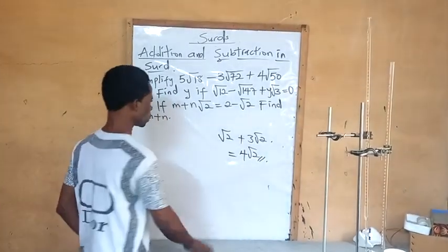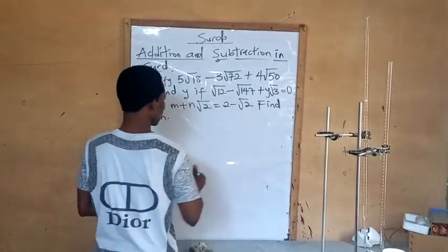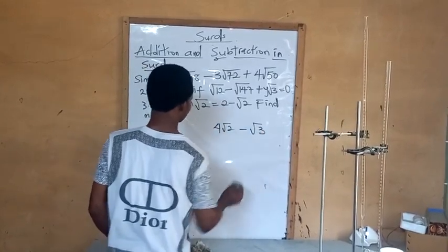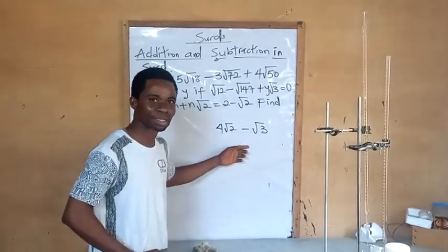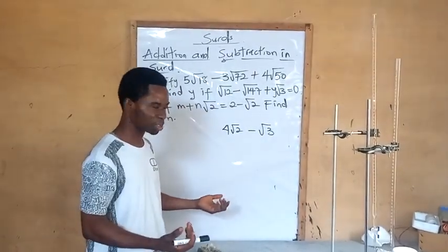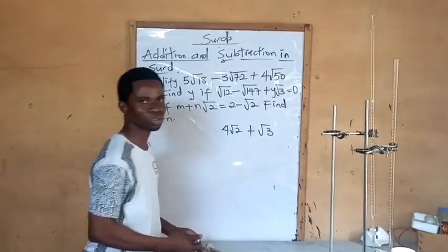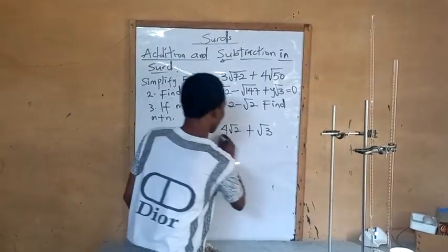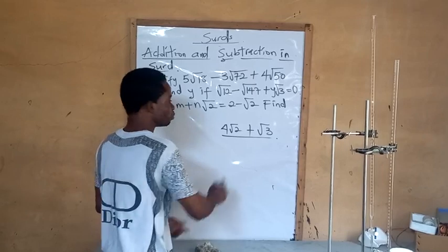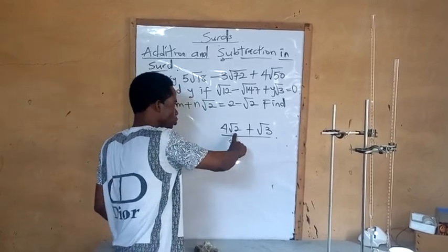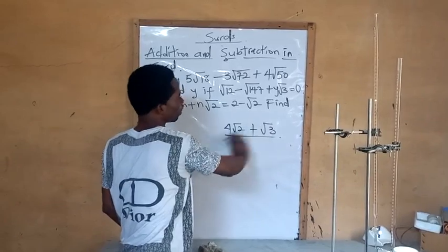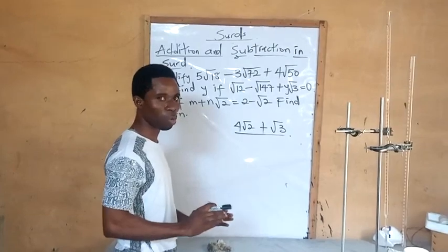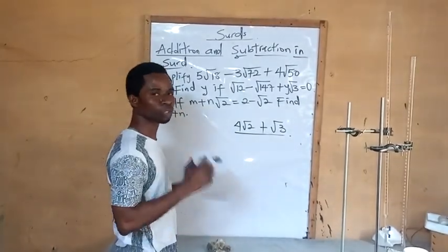That's the answer. But if you have something like this, let's say I have 4 root 2 minus root 3. This one cannot be added, cannot be subtracted. Even though they put addition or subtraction, it cannot be added, cannot be subtracted. Because of what? Because this is root 2 and this is root 3. So your answer will stop there. And mind you, this thing cannot be broken. This is a surd already. Root 2 cannot be broken down. Root 3 cannot be broken down. So your answer will stop there. This is for addition and subtraction only. It doesn't work like that for multiplication.